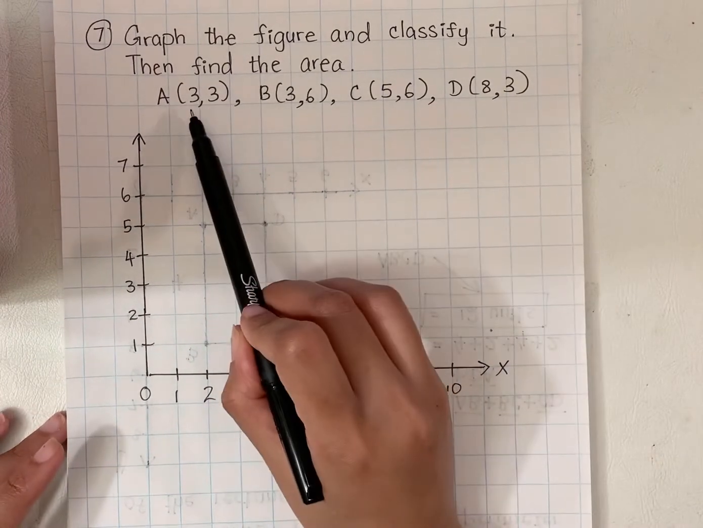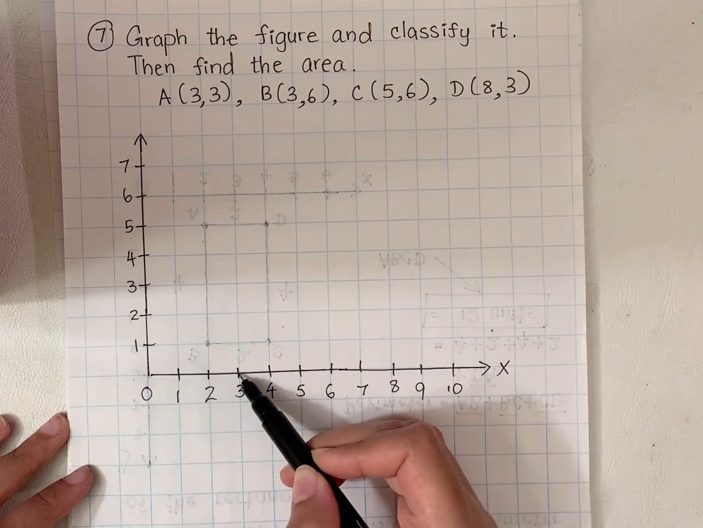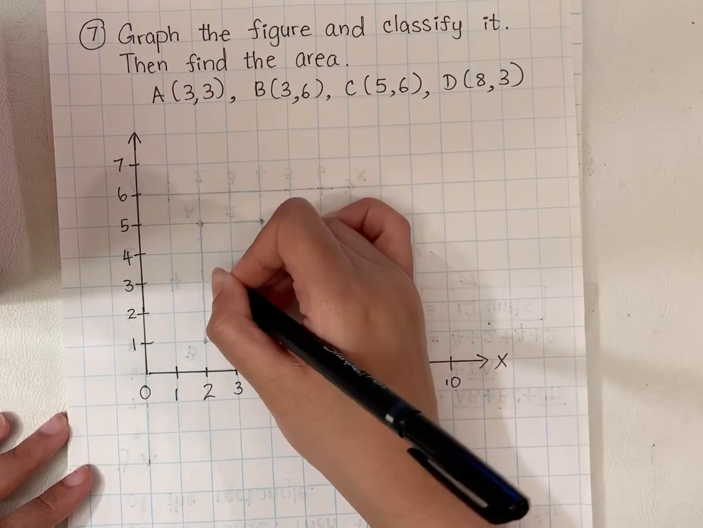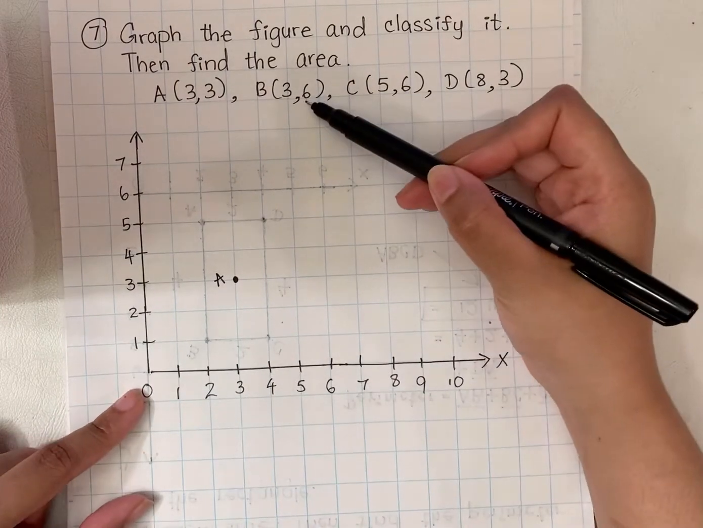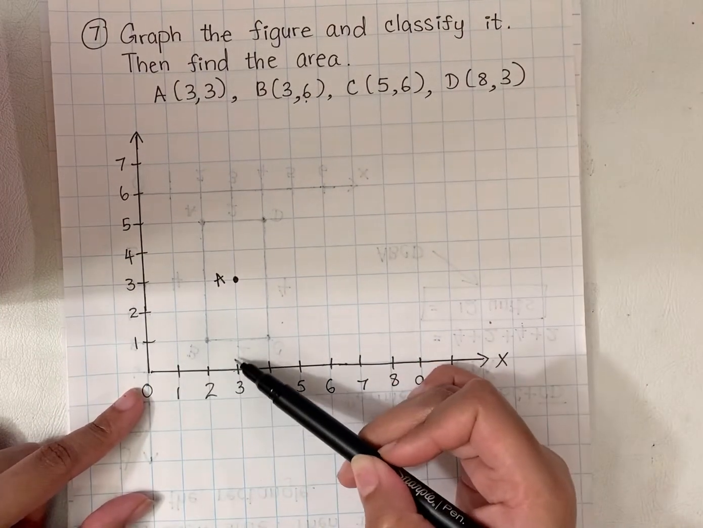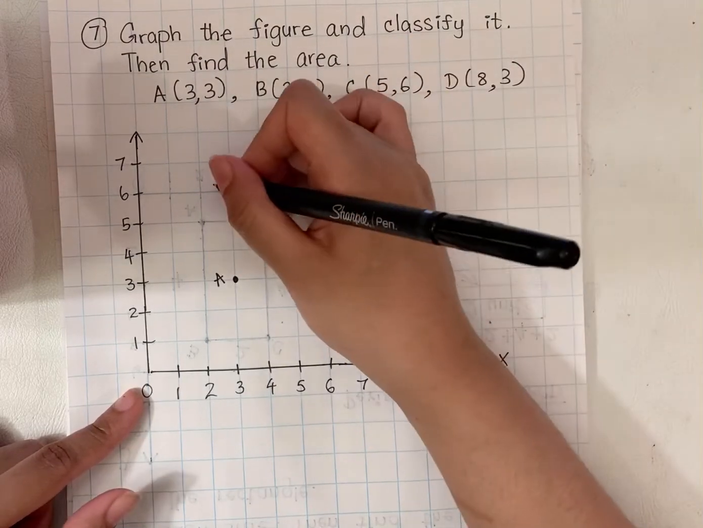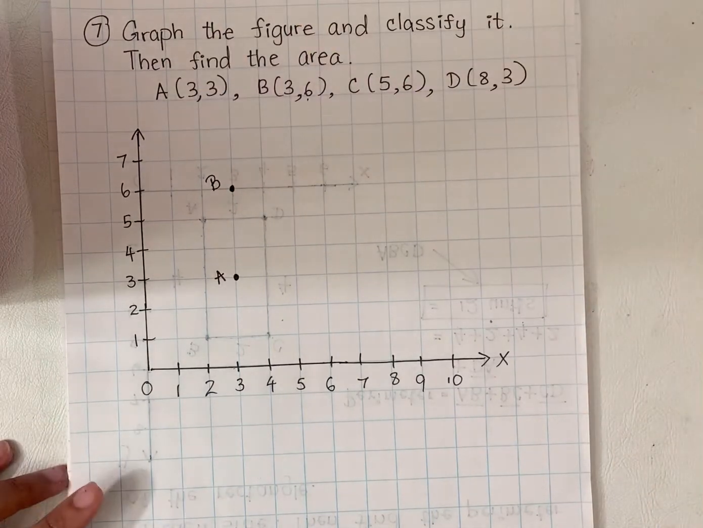So let's start with point A, which is at 3, 3. So I go to 3 on X, and then go up 3 on the y-axis, and I'm going to label the point, which is A. The next point is at 3, 6, so I go to 3 and then go up 6. It's on the same line. Could be a rectangle, could be a, well, not a triangle because we have 4 points.